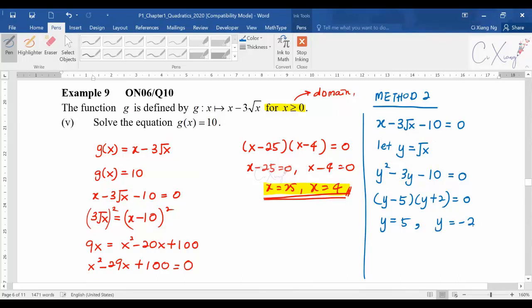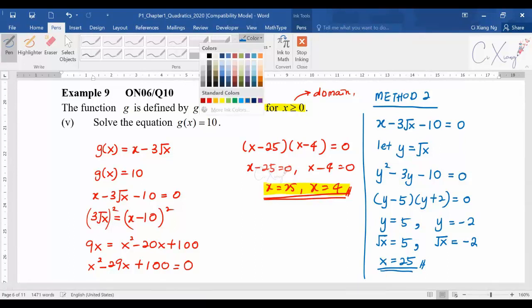Now, is this the final answer? This is not the final answer. Your answer should be in terms of x, not y. They want the value of x, but they don't want the value of y. Therefore, you need to do extra steps here. y is square root x, so square root x equals 5, and square root x equals negative 2. Therefore, your x equals 25 when you square it.